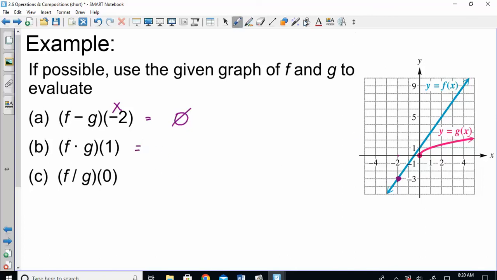Okay, so that just throws me for a loop. f times g of 1. So when my x is 1, my f is 3, g is 1, 3 times 1 is 3. The next one, no solution. So f divided by g of 0. f is 1, g is 0. No solution. You can't divide by 0, so it does not exist.